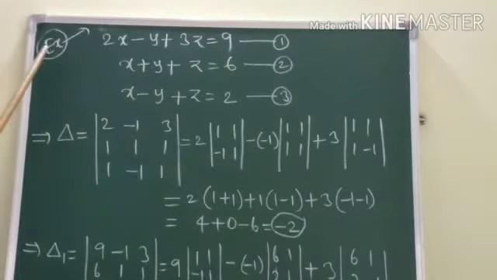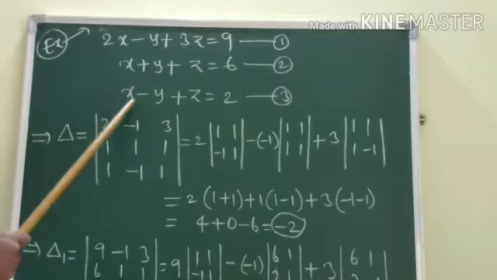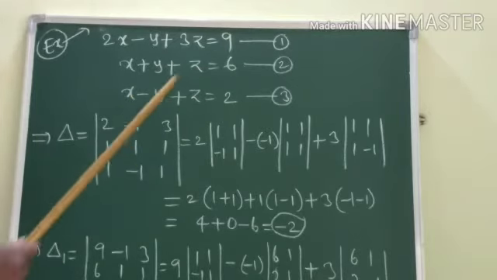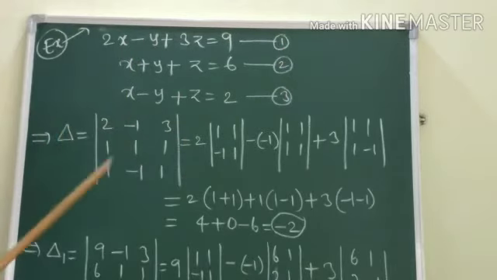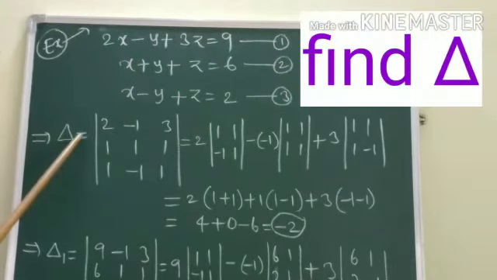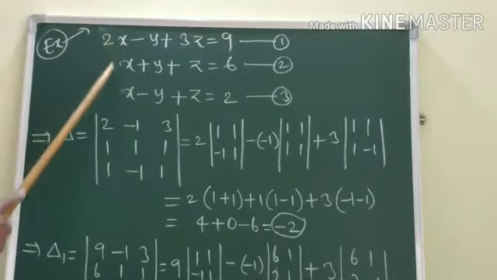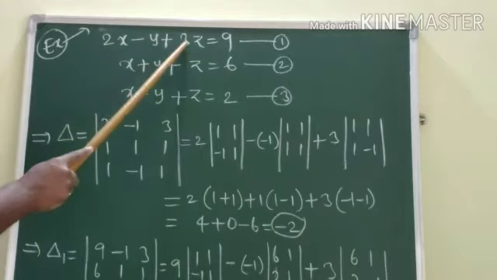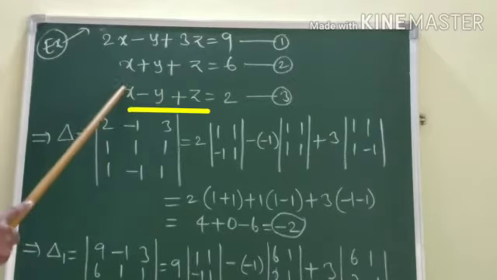Now let us see an example based on Cramer's rule. Here the given non-homogeneous equations are 2x minus y plus 3z equals 9, x plus y plus z equals 6, x minus y plus z equals 2. These are equations 1, 2, 3, the given equations. Now let us first find delta. Delta is equal to the coefficient matrix directly, that is 2, minus 1, 3, 1, 1, 1, 1, minus 1, 2.